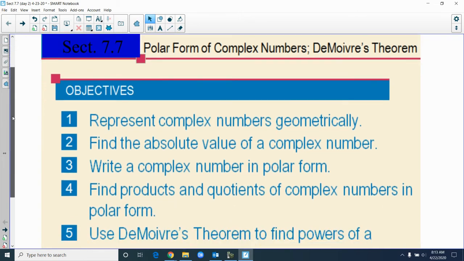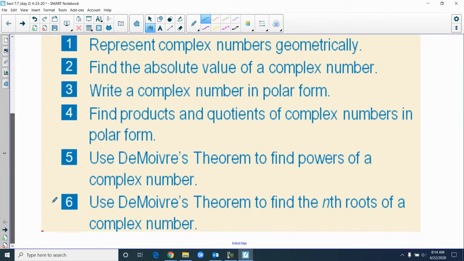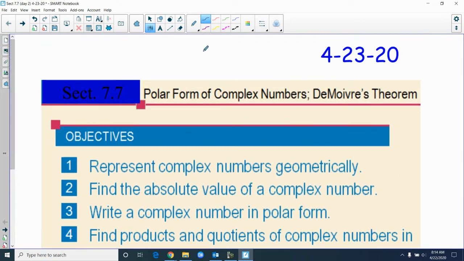Okay, yesterday we represented complex numbers geometrically. We found the absolute value or modulus, and then we wrote complex numbers in polar form, and we did products and quotients. Now we're going to use something called de Moivre's theorem, and it's used two ways. It's used to find the power of a number, and it's used to find the nth root of a number. Hopefully you printed off those guided notes. Pause the video if you need to, come back, and then we're going to go over de Moivre's theorem.